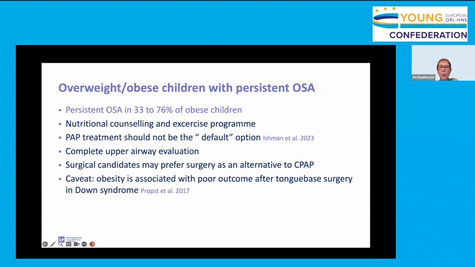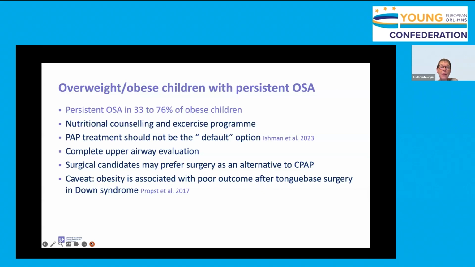So what can we then do? We see that persistent sleep apnea is highly prevalent in these children. Of course, nutritional counseling and exercise programs are important. Stacy Ishman and colleagues discussed that PAP treatment should not be the default option, but really emphasize the importance of a complete upper airway evaluation, also in obese children with a persistent sleep apnea.